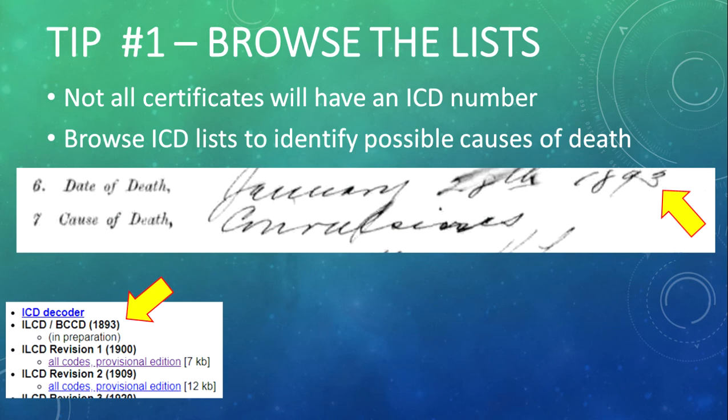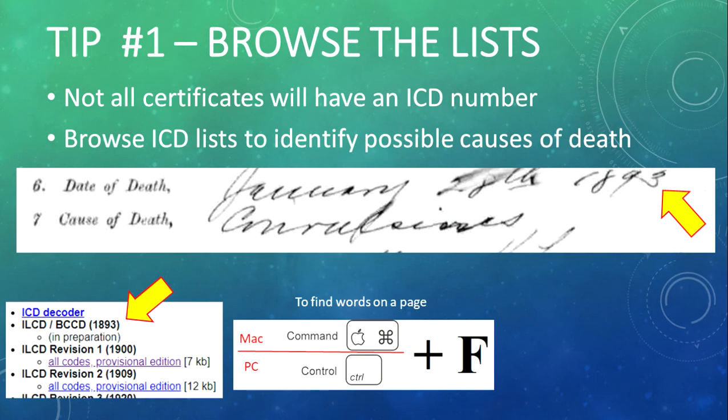Because what we're going to do is use a neat little feature on your computer that will help us search to figure out what this cause of death could be. And that is the find a word on a page feature. So it's either Control F if you have a PC, or Command F on your Mac. What this allows us to do is pull up the web page and search certain letters or complete words and see if they occur on that page.